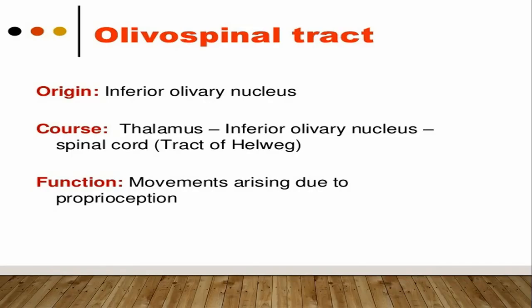Then olivospinal. The olivospinal tract originates from the inferior olivary nucleus, and the course is from the thalamus to the inferior olivary nucleus and to the spinal cord, and its function mainly arises due to proprioception.